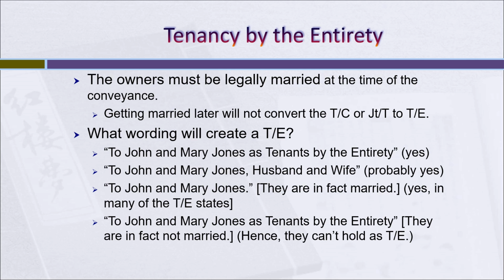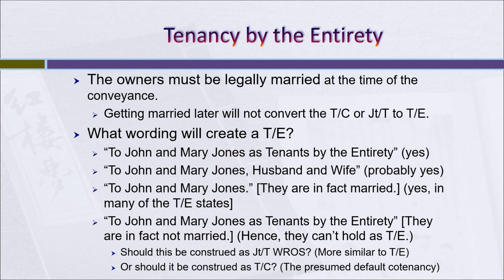Now, sometimes you get a conveyance to people who are purported to be tenants by the entirety, but in fact they're not married, and therefore they can't hold as tenants by the entirety. So what is a court supposed to do with that? Well, there are a couple of possibilities. One possibility is to construe it as a joint tenancy with right of survivorship, on the basis that that's the more similar characteristic to having a tenancy by the entirety, in that both of them have a right of survivorship.